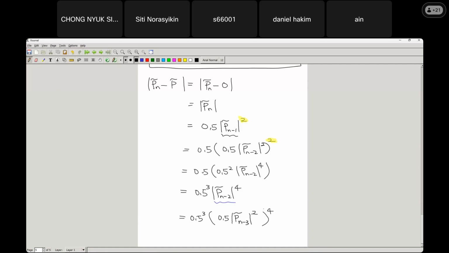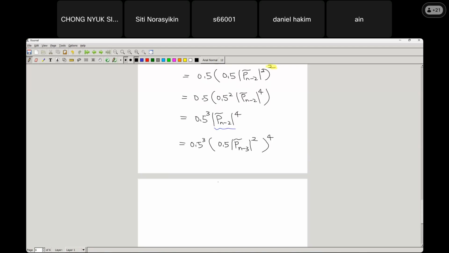Okay, so now we begin to simplify. The quadratic is a little bit convergent, but it's not super hard. So I will have 0.5 power of 3. Okay, 0.5 power of 4. So I have a 0.5 power of 4 here. So here I have a Pn minus 3 tilde square. And then power of 4. So in a total, I will get Pn minus 3 tilde power of 8. How to get 8? 2 times 4. So we get 8.